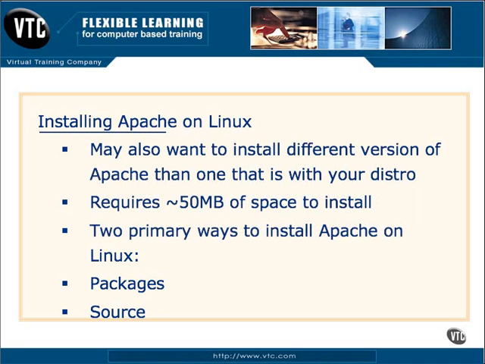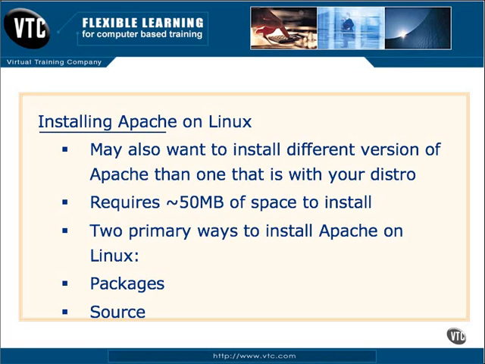But you may want to install a different version of Apache than the one that came with your distribution, especially if you're wanting to try out some new features that are on a newer version than what came with your system. Generally, Apache requires around 50 megabytes of space to install. It's very small as programs go these days.